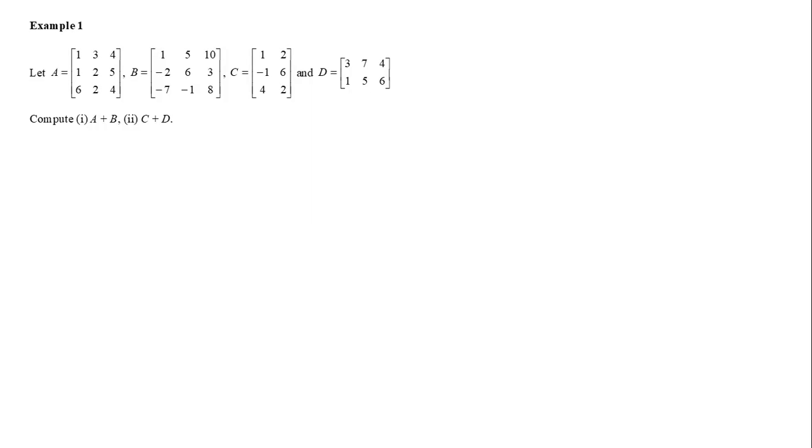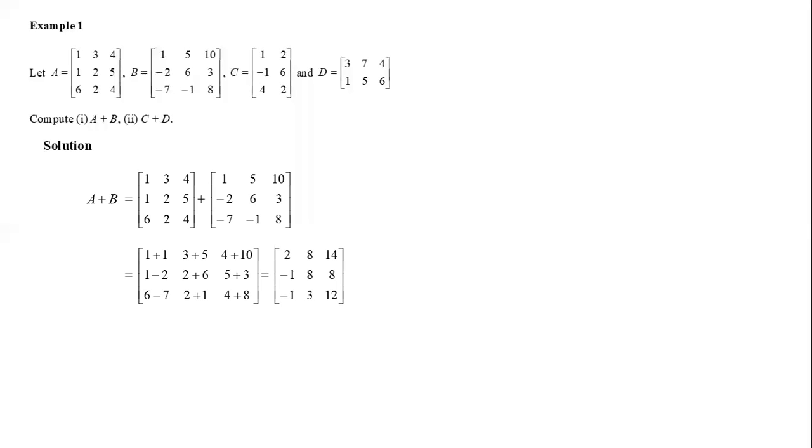Now, if I want to add, I will add corresponding values of the two matrices, that is, the same position. That is, A plus B is going to give me: the first element of A is 1, and the first element of B is also 1. I will add the two together. I must add the corresponding values. That is why I have 1 plus 1. The second element of A, A12, is 3.